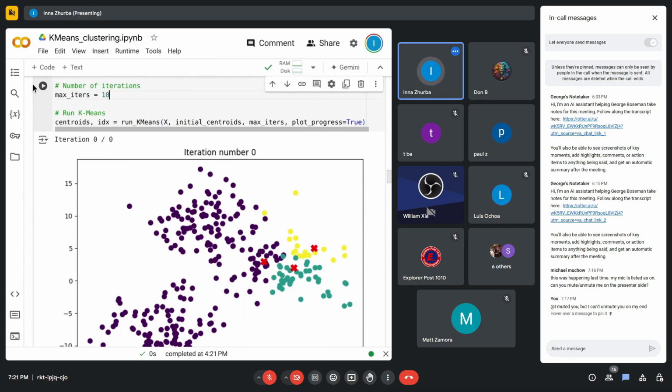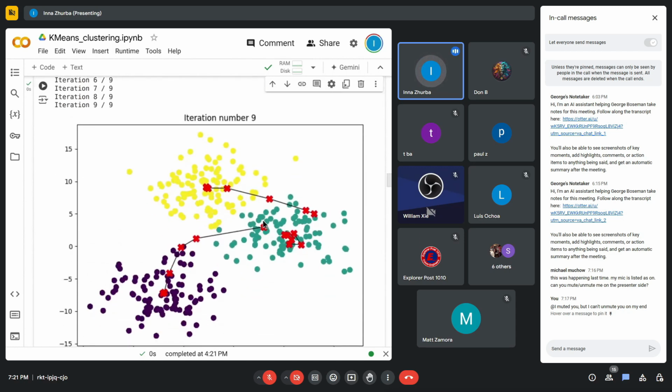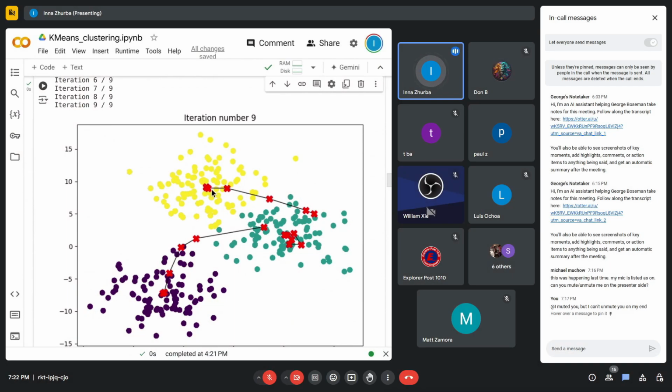So running several iterations, it finally converges, and you can see how it moves from the initialized centroid points to the correct clusters. So on each step, it gets updated, and finally, when there are no more changes, it means that our clustering happened. So it converged.